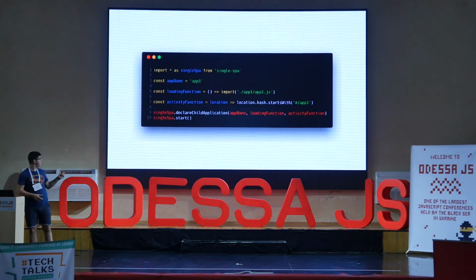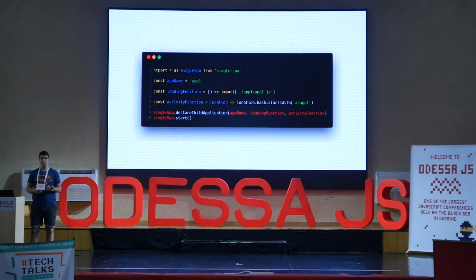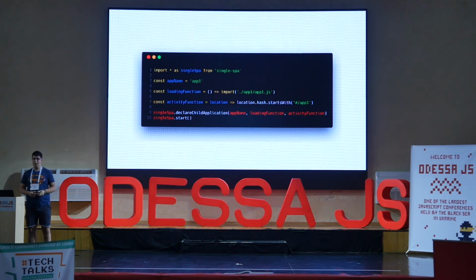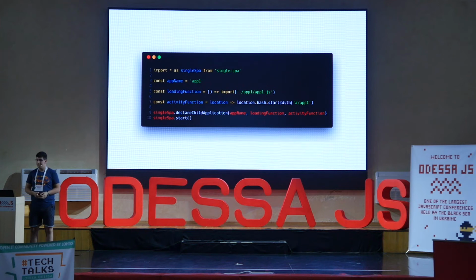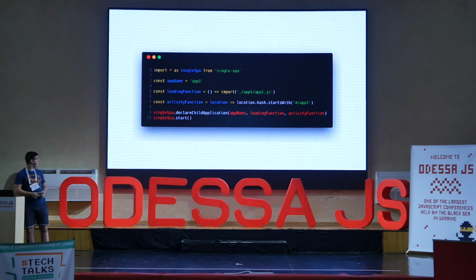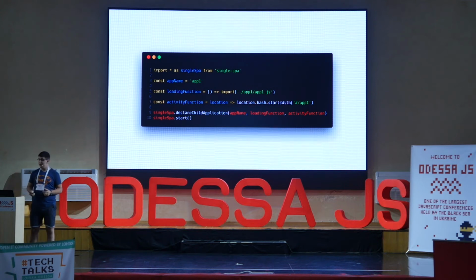And single SPA looks like this. So you will just import single SPA from the single SPA. And here we just want to render one app. So we're having the app name, loading function, and activity function. And we declare our application inside the single SPA by passing those 3 variables, and you call single SPA start. So the app name, so just the name of the application that you want to render. The most important thing here is the loading function and the activity function.